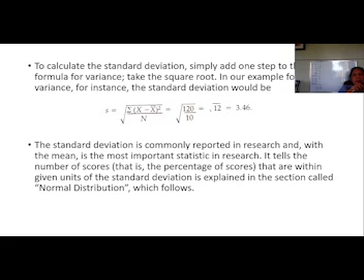To calculate the standard deviation, we simply add one step to the formula for variance, that is taking the square root. The standard deviation is commonly reported in research, and with the mean is the most important statistic in research. It tells the number of scores, in other words, the percentage of scores that are within given units of the standard deviation. This is explained in the section called normal distribution, which follows.